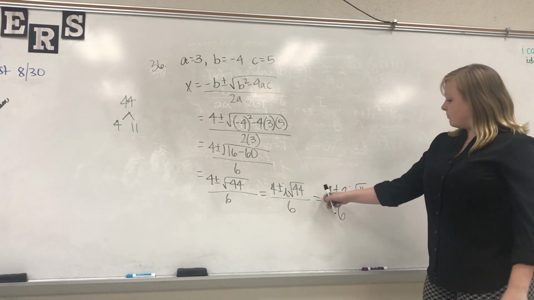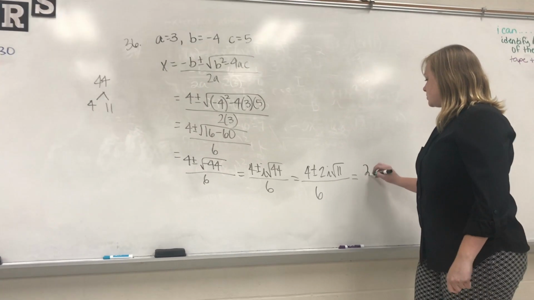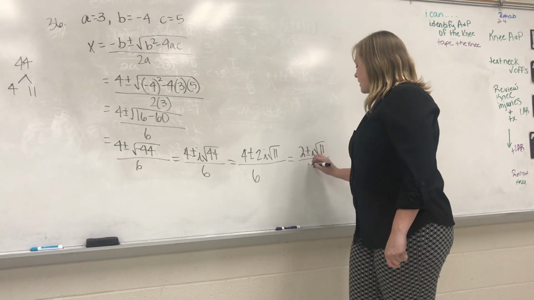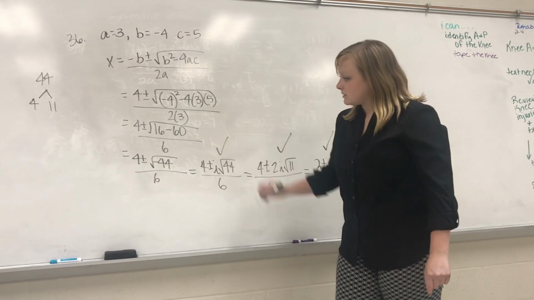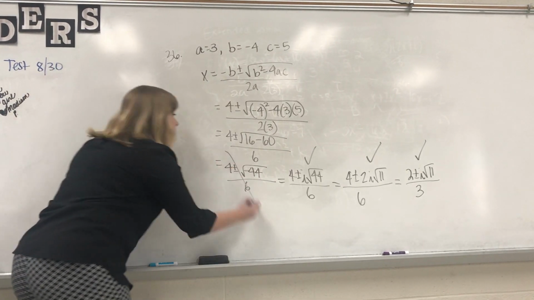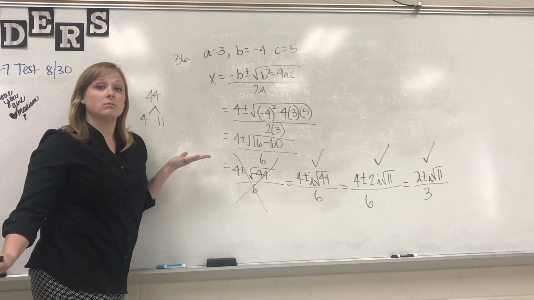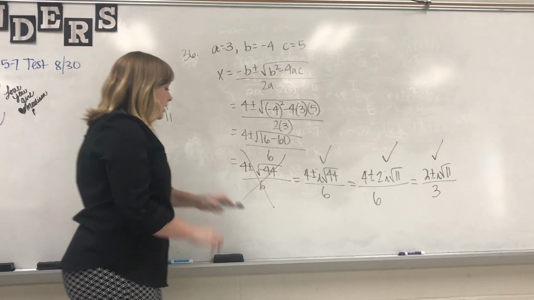Or you can say 4, 2, and 6 are all even, so they can be divided by 2. So 2 plus or minus i square root of 11 divided by 3. I will take any of these. If you leave it with the negative, you are getting it wrong. Just pull the i out. That's all. That's all you have to do. Okay. And that's pretty much what you're going to see tomorrow.